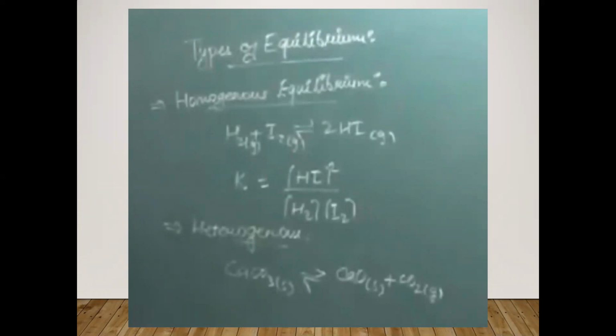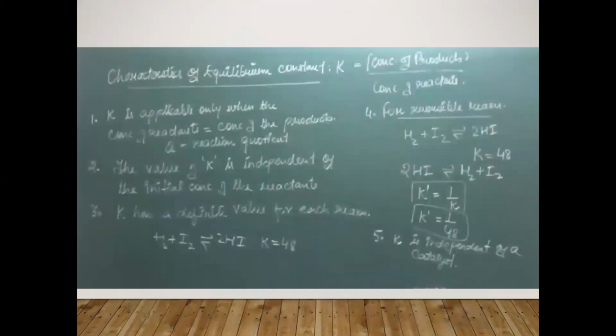Now heterogeneous, very simple: the equilibrium reaction in which the reactants and the products are present in different phases. Those reactions are called heterogeneous equilibrium reactions. For example, right now in front of your screen, we have the reaction of solid calcium carbonate decomposing into solid calcium oxide and carbon dioxide gas. So the reactant is in the solid state and the products are in solid and gaseous states. So this type of equilibrium is called heterogeneous equilibrium. Clear?